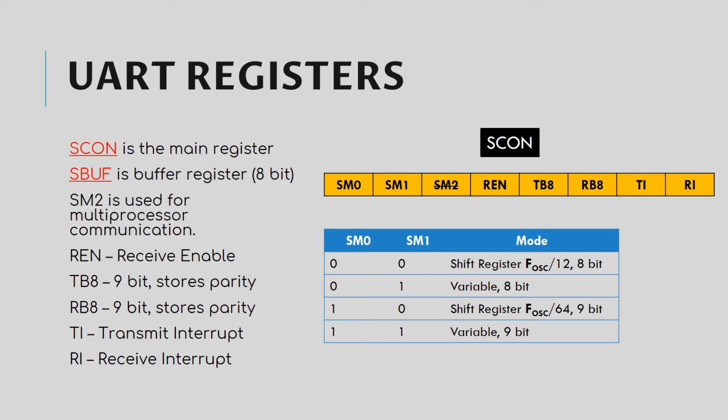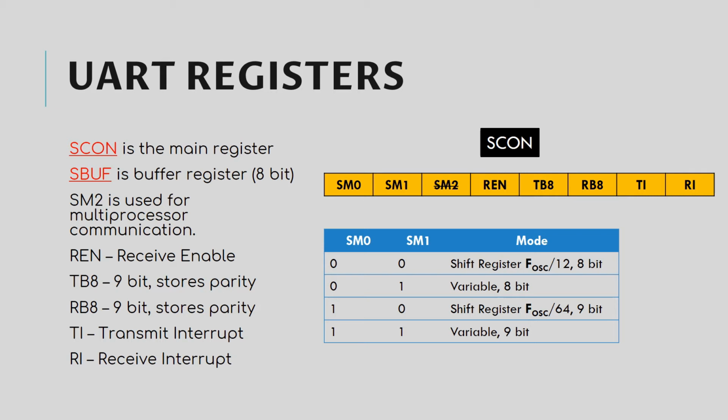Now look at this SCON register. There are 8 bits, and let me start with the MSB, that is SM0 and SM1. These 2 bits set the serial communication mode. So there is a truth table. When SM0 is 0 and SM1 is 0, that mode is shift register mode, and the frequency is fixed, that is oscillator frequency divided by 12.